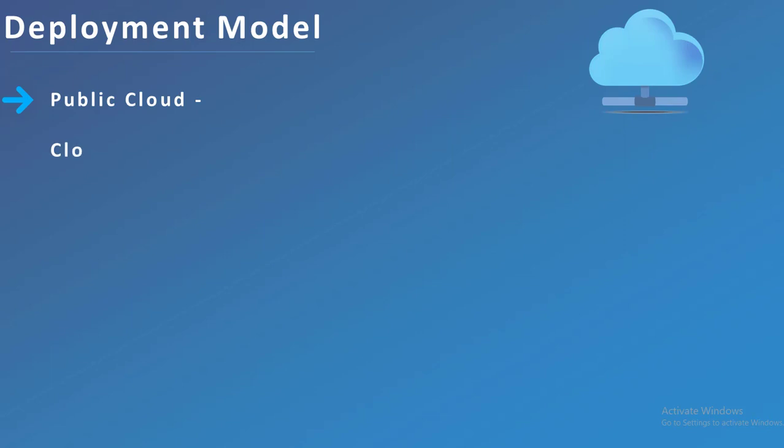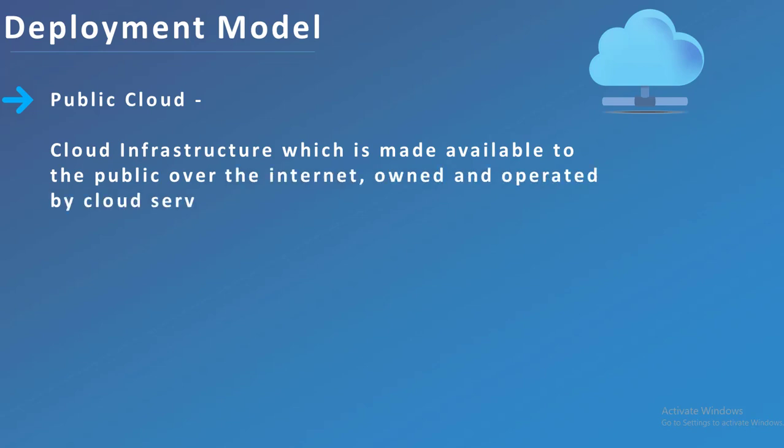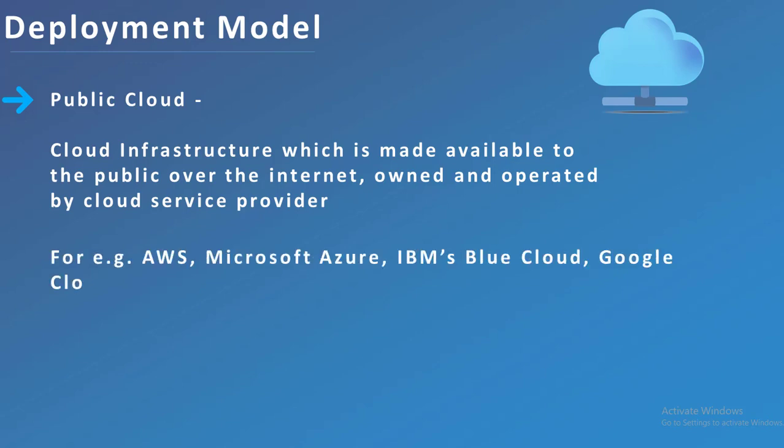First is public cloud. Cloud infrastructure which is made available to the public over the internet, owned and operated by a cloud service provider. We can compare this scenario with a public bus transport. If I want to go from one place to another, I'll pay the ticket for one seat and reach the destination. The cost is also very less. Same is the case with public cloud. I pay for a resource for the duration I use it. Public cloud service providers are AWS, Azure, IBM's Blue Cloud, and Google Cloud.